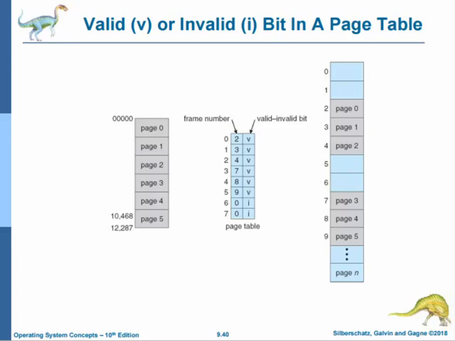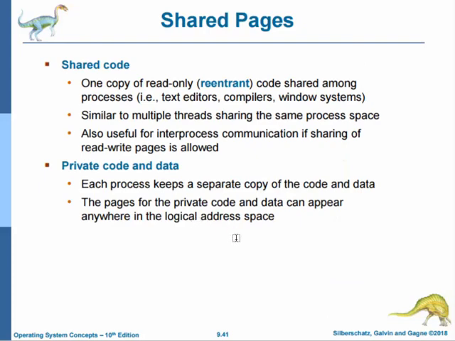An advantage of paging is the possibility of sharing common code, a consideration that is particularly important in an environment with multiple processes. In this case, shared code means one copy of read-only or reentrant code shared among processes, for example, text editors, compilers, or window systems. These shared pages are similar to multiple threads sharing the same process space, and are also useful for inter-process communication if sharing of read-write pages is allowed.